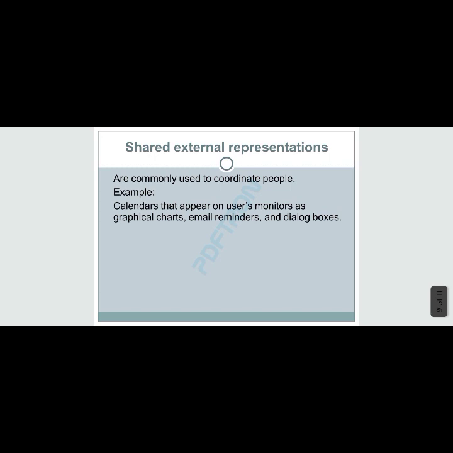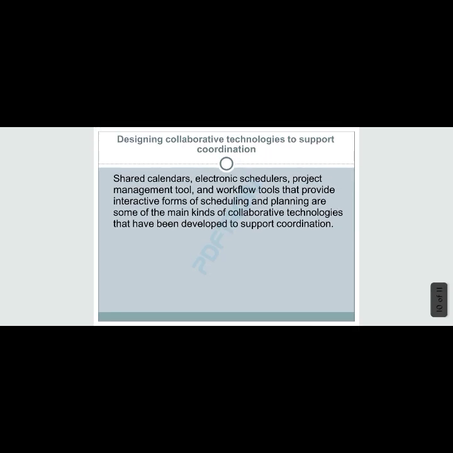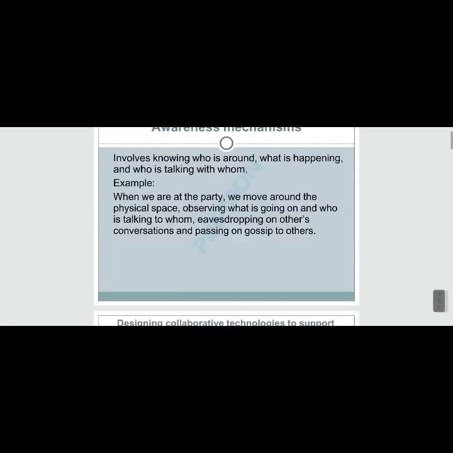So third, shared external representations are commonly used to coordinate people. So for example, calendars that appear on other users' monitors as graphical charts, email reminders, and dialog boxes. Designing collaborative technologies to support coordination. Shared calendars, electronic schedulers, project management tools, and workflow tools that provide interactive forms of scheduling and planning are some of the main kinds of collaborative technologies that have been developed to support coordination.